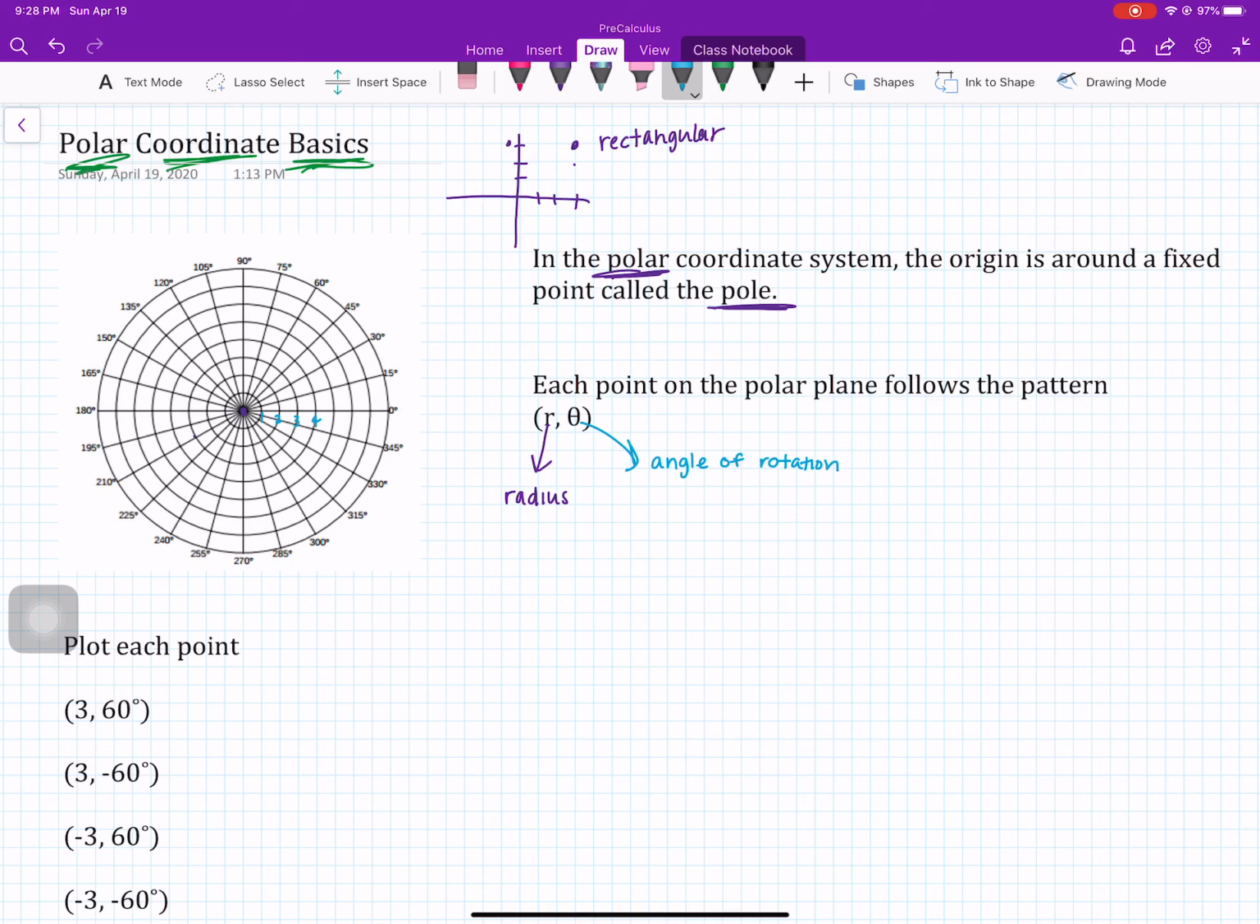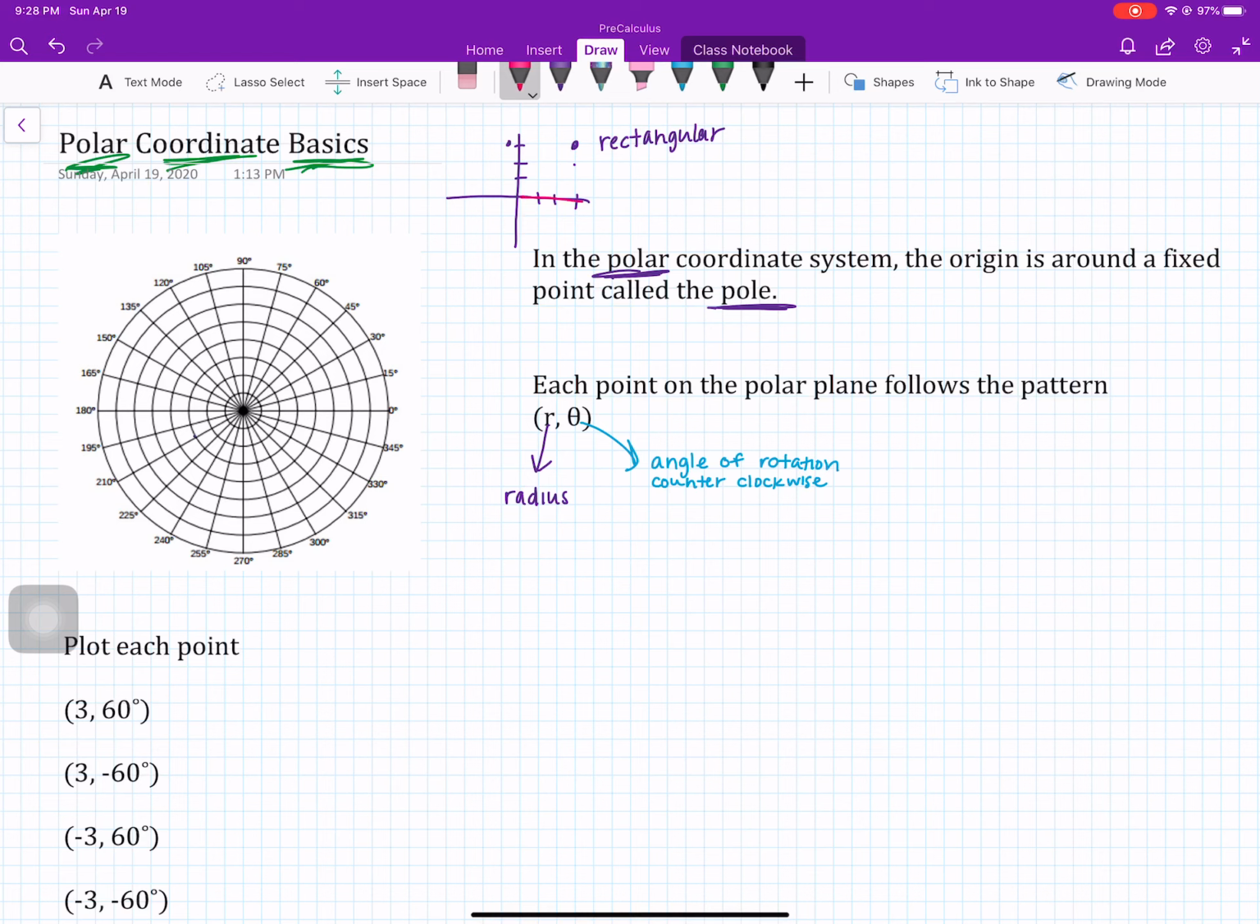This angle could be measured positive or negative. Typically, if it's a positive angle, it's going to rotate counterclockwise. And this angle could be measured in degrees or radians. It just depends on the situation and what you're given.